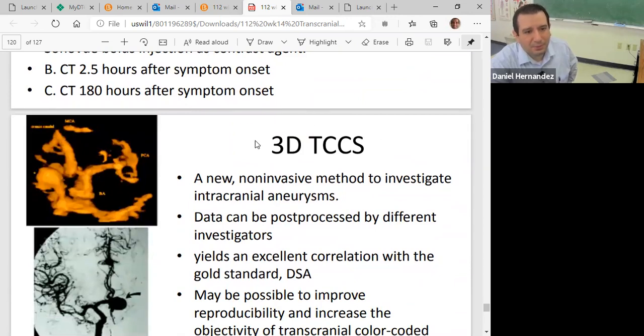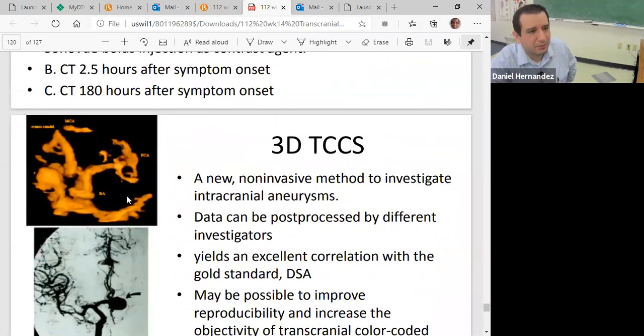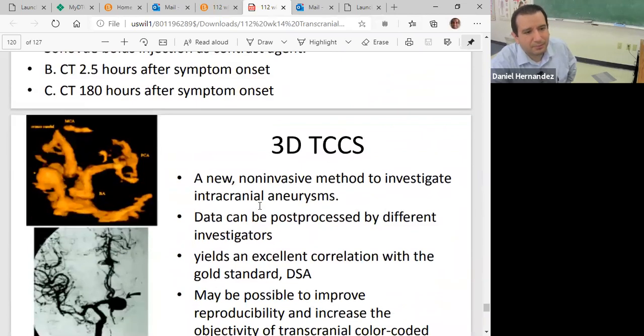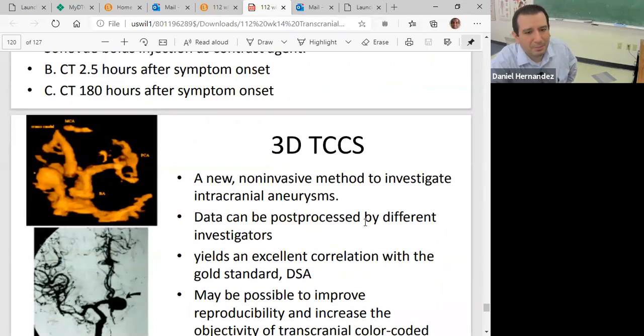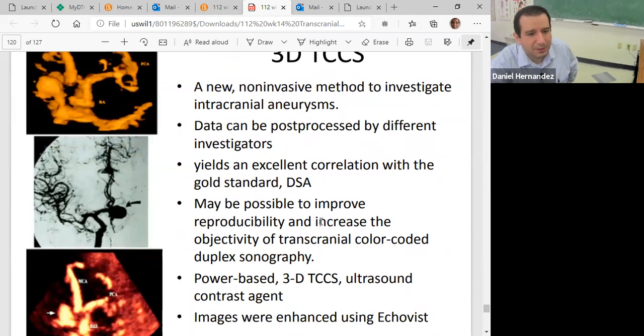And now with the advent of 3D probes, doctors can actually use contrast and get a 3D representation of our intracranial vessels. So this is a new non-invasive method to investigate intracranial aneurysms. Data can be processed by different investigators and yield excellent correlation with the gold standard. So it may be possible to improve reproducibility and increase the objectivity of transcranial color-coded duplex sonography.